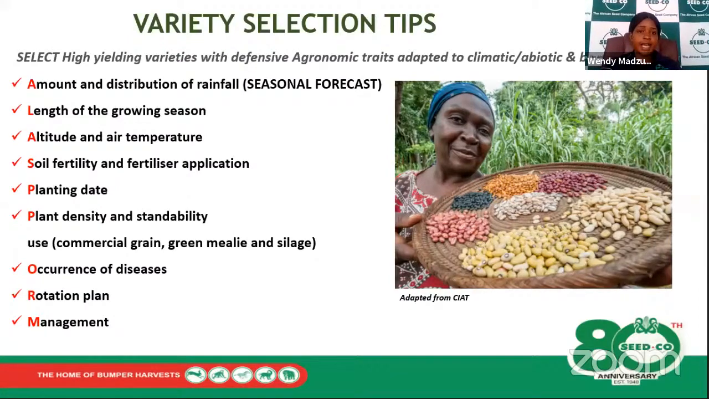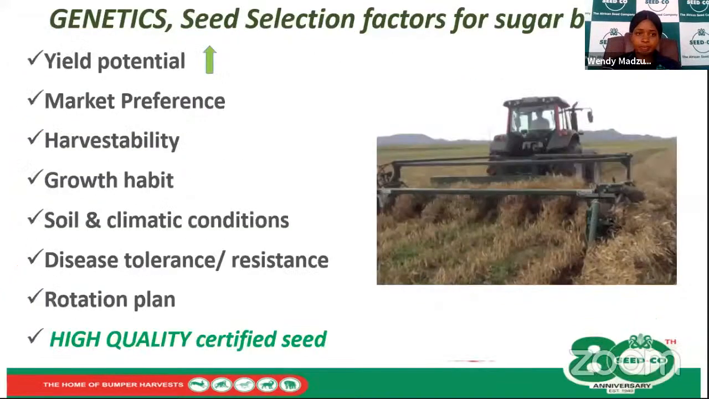Soil fertility and fertilizer management, bearing in mind that some crops have the potential to fix nitrogen, like your legumes, and some crops rely solely on applied fertilizer or nutrition. Planting dates, plant density, standability, because looking at the standability issue, your harvesting might be affected by the choice of variety that you will have established, because some crops might have an erect nature, some might have a trailing nature. So you also need to look at the occurrence of diseases, your rotation plan, as well as your management.